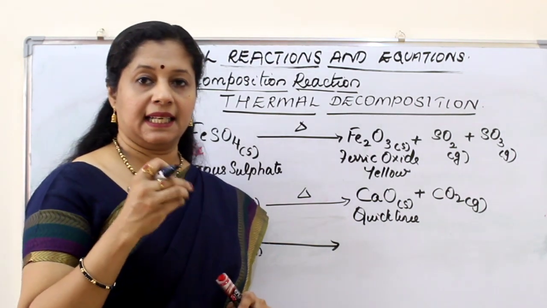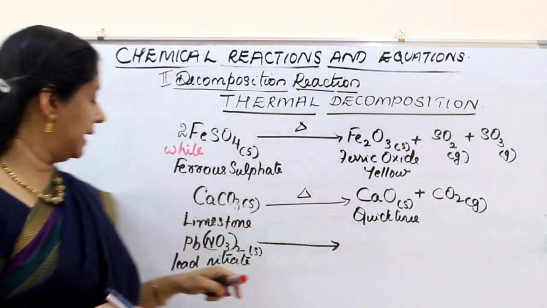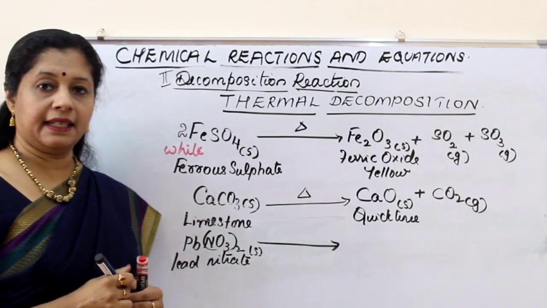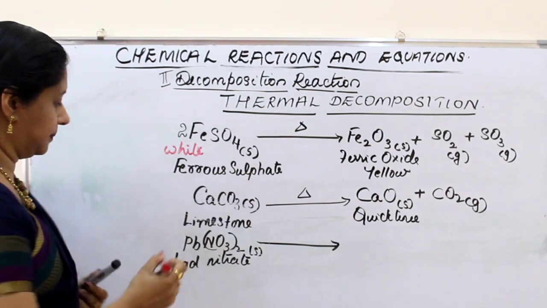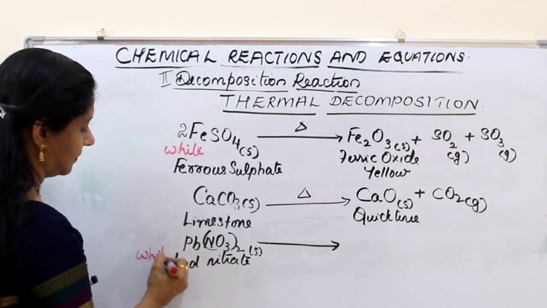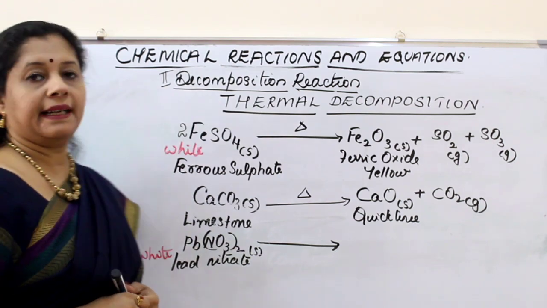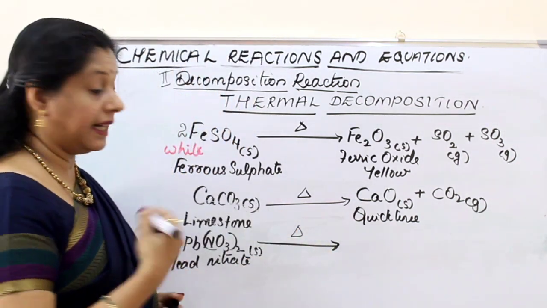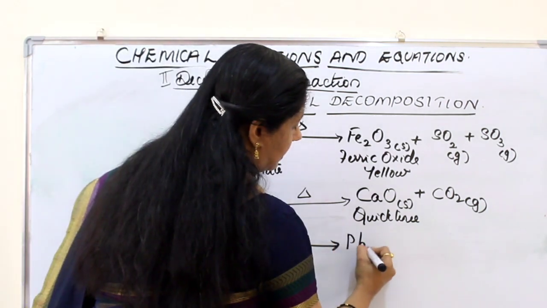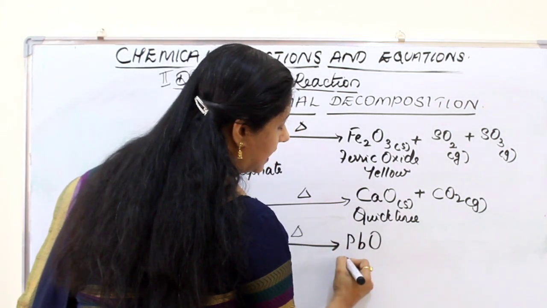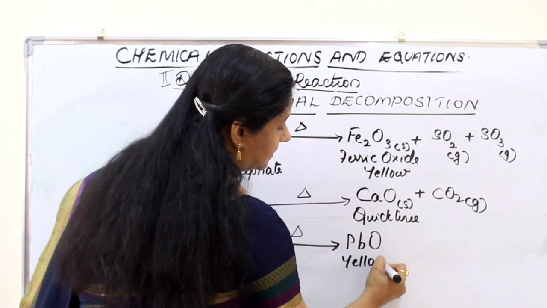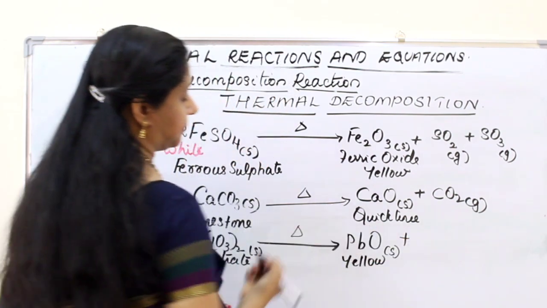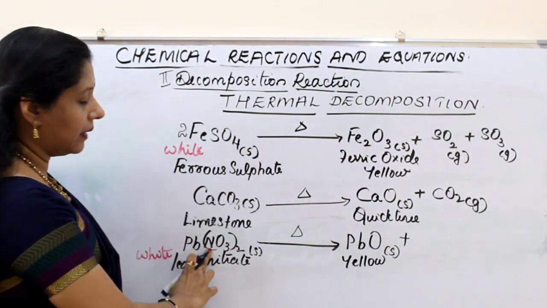Again in that we are taking some lead nitrate. Lead nitrate is again white in color. This white lead nitrate we are heating. So what will you get? Lead oxide you will get. Lead oxide is yellow in color. Now along with that, what will you get?